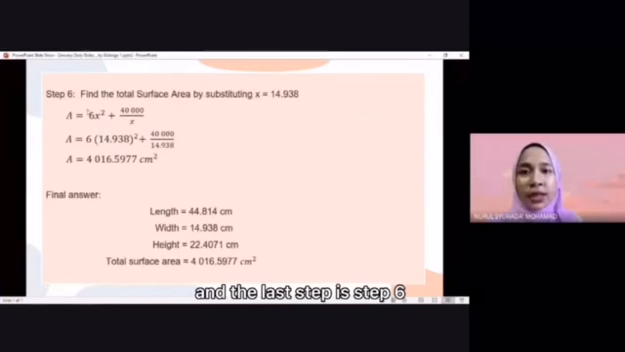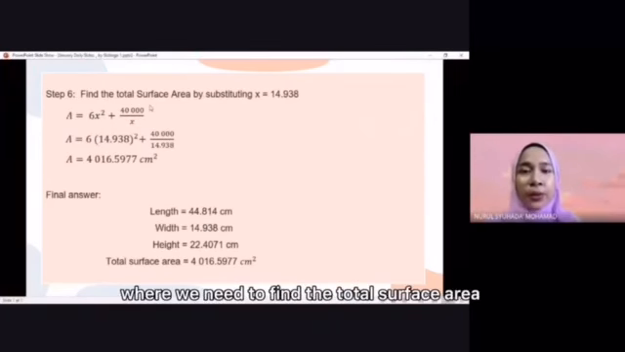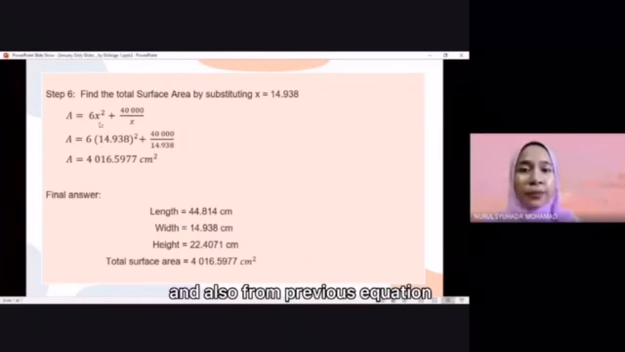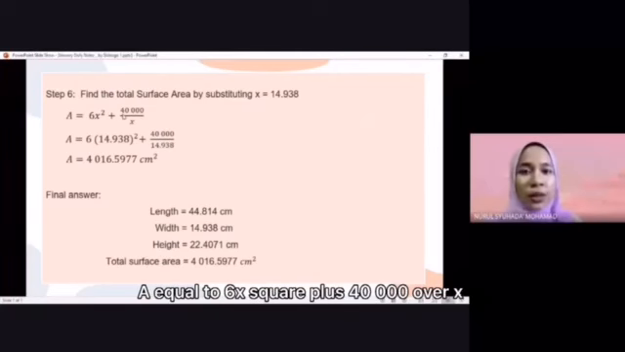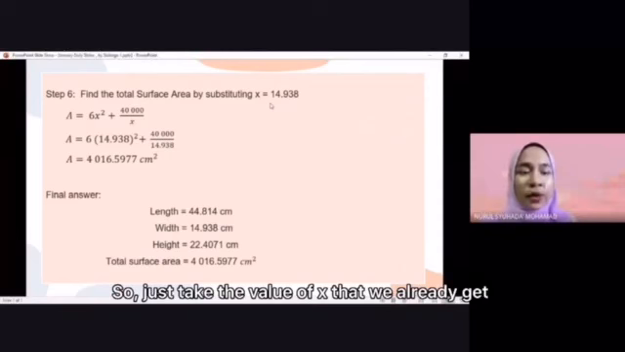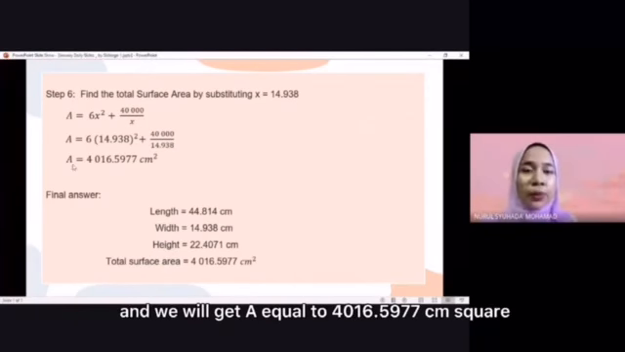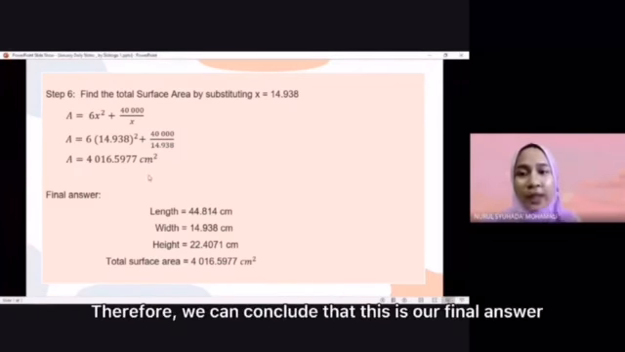And the last step is step 6, where we need to find the total surface area. And also from the previous equation, A equal to 6x squared plus 40,000 over x. So just take the value of x that we already get, and we will get A equal to 4,016.5977 cm squared. Therefore, we can conclude that this is our final answer.